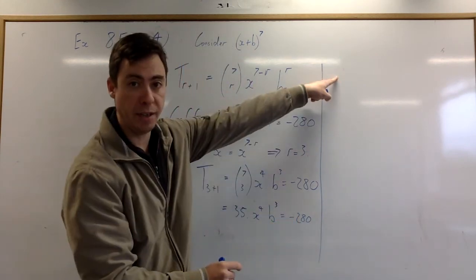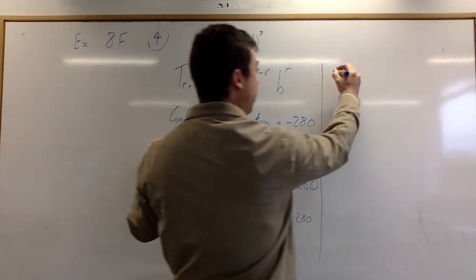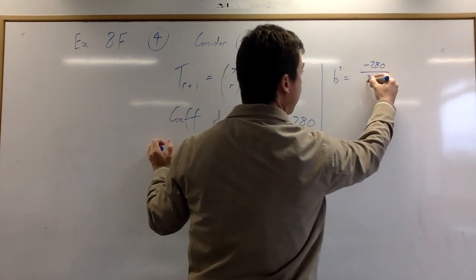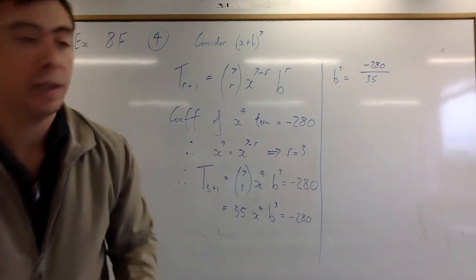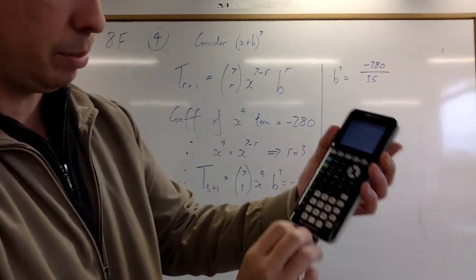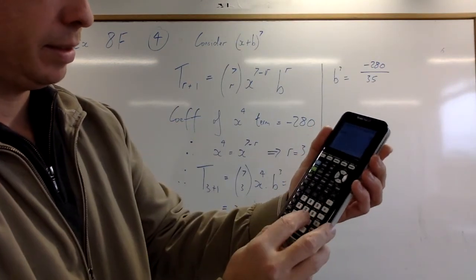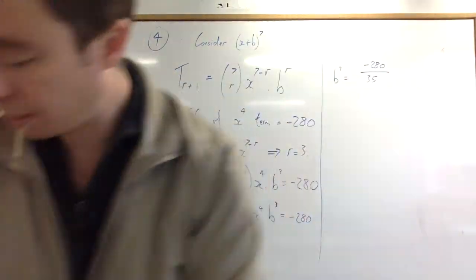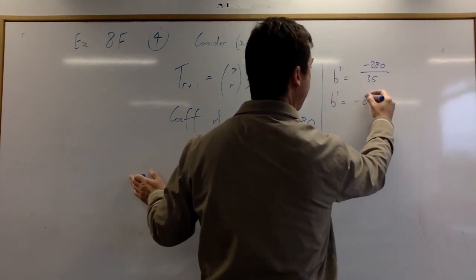I'm going to go over here. Hopefully you can still see the working. So what this means is that b cubed will have to equal minus 280 divided by 35. So that's 8. Let's get your calculator. Minus 280 divided by 35, minus 8. Okay. So b cubed is minus 8.